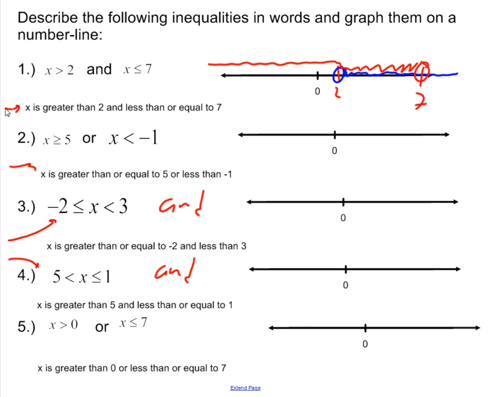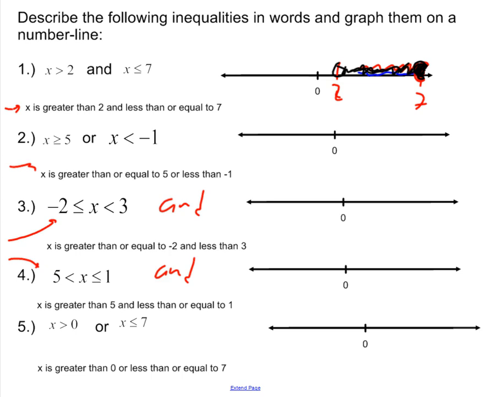Oh, sorry, this is supposed to be a closed hole. Closed hole there. So that would be all the values from this closed hole extending down to this open hole, which would leave us with an inequality that looks like that. It is an open hole at 2 and extending up, the overlap of those two.